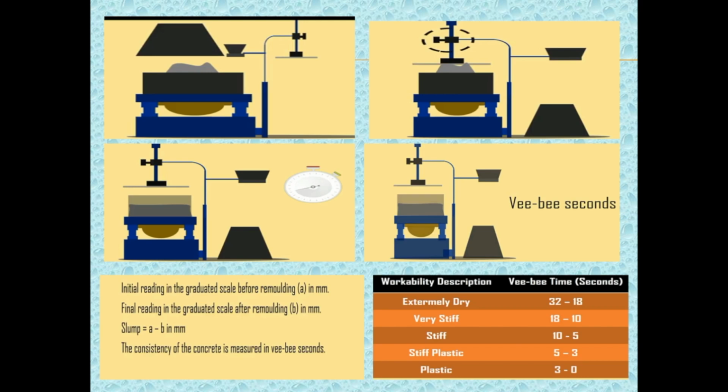Stop the vibrations and the stopwatch. The time in the stopwatch denotes the workability of concrete. The time is expressed in VB seconds. Calculations include finding the slump value as the difference between the initial reading before remolding and the final reading after remolding. The workability conditions with respect to the VB time is shown in the table.